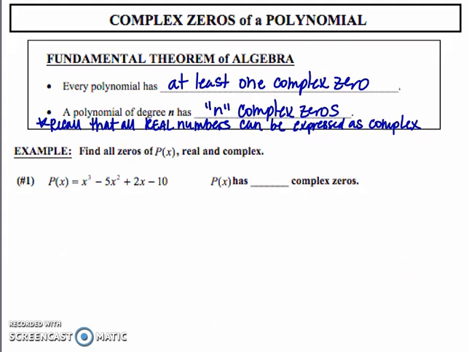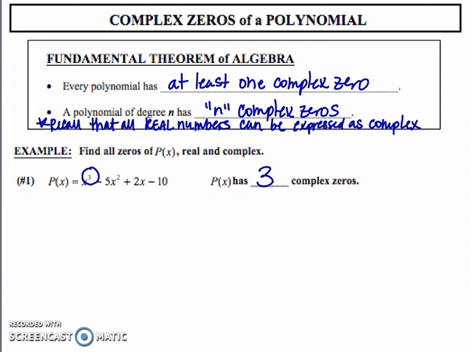All right, so for our first example, they ask us to find all zeros of P of x, both real and complex. Before we even begin, we should know how many answers we are looking for. We are looking for 3 because this is a degree 3. At this point, we don't know of those 3 how many are real and how many are complex. However, we do know that complex solutions always come in pairs. So either we're going to have 3 real zeros or we're going to have 1 real and 2 imaginary, okay?